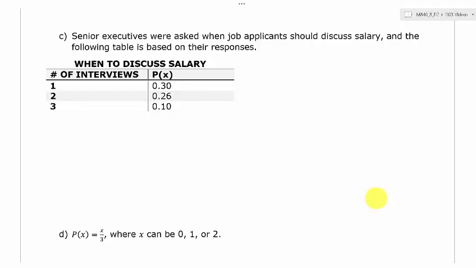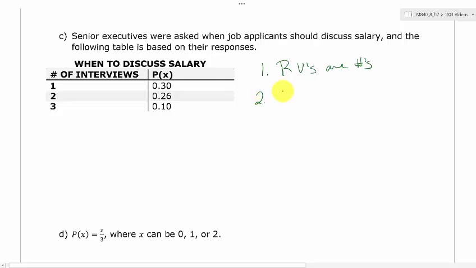In our next example, senior executives were asked when job applicants should discuss salary, and the following table is based on their responses. So the first condition, are the random variables numbers? And yes, they are. Number of interviews, 1, 2, 3. That's RV, short for random variable, in case you were wondering.